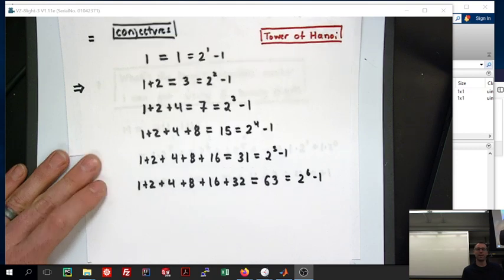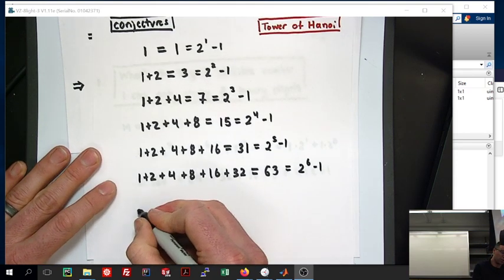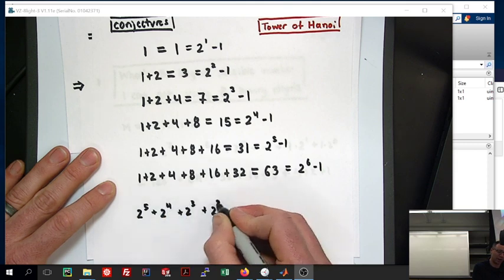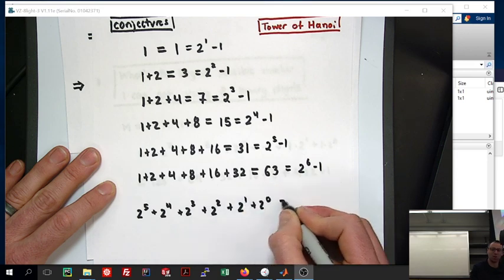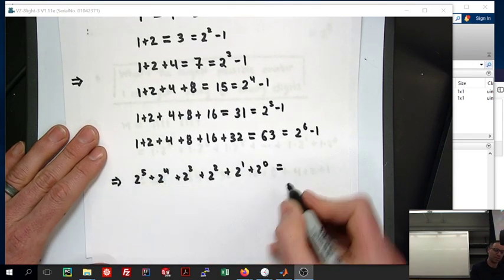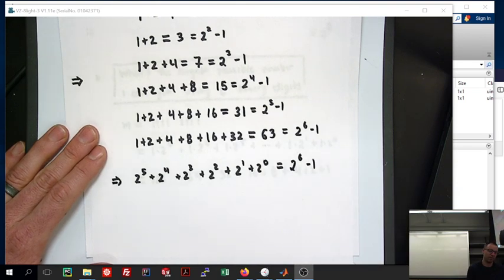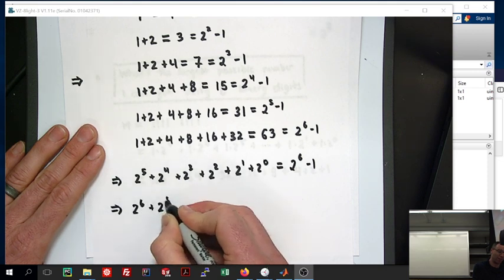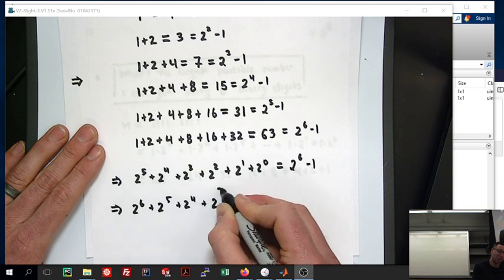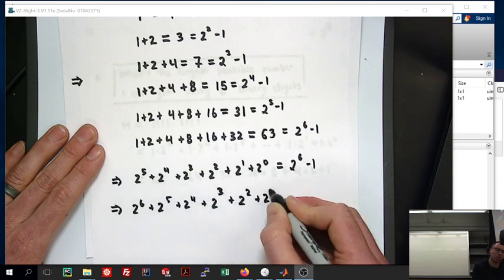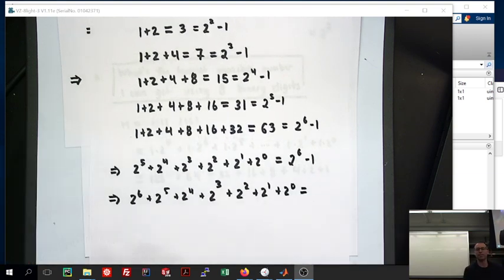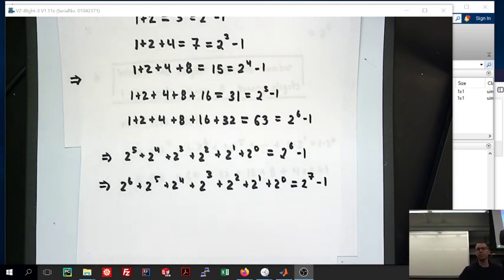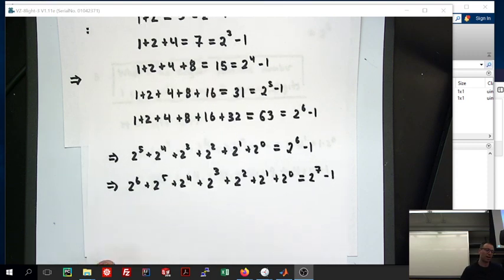Okay, so think about this for a minute. If I take 2 to the 5th plus 2 to the 4th plus 2 to the 3rd plus 2 squared plus 2 to the 1 plus 2 to the 0, what number do I get? 2 to the 6 minus 1. Could you guess if I took 2 to the 6th plus 2 to the 5th plus 2 to the 4th plus 2 to the 3rd plus 2 to the 2nd plus 2 to the 1 plus 2 to the 0, what number I would get? This is called a proof by induction. You want me to do that proof? How about I let you do that proof?